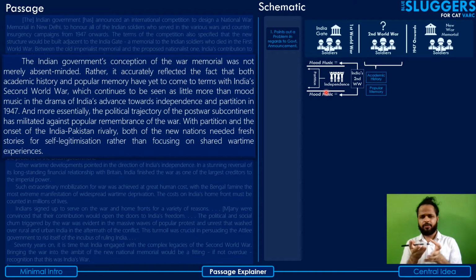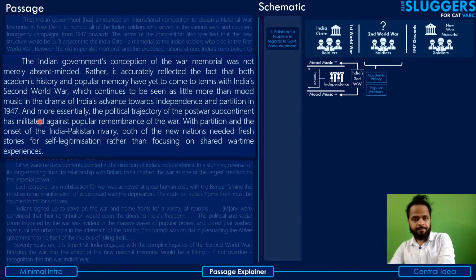What was of prime importance was just the fact that we got independence and the partition happened, and India's involvement in the Second World War, or the Indians who were involved in it, was something that just happened. It was a secondary event, right? So that's the problem the author is trying to point out here: that neither the academic history nor the popular memory have come to terms with how important this was, and they continue to consider it as something secondary.